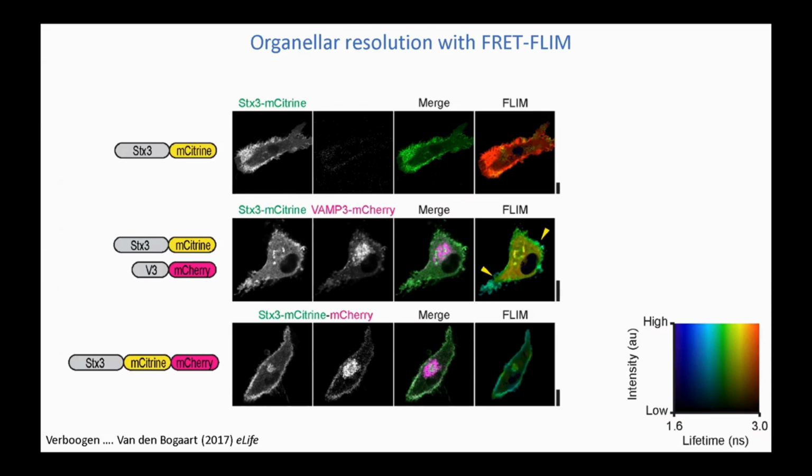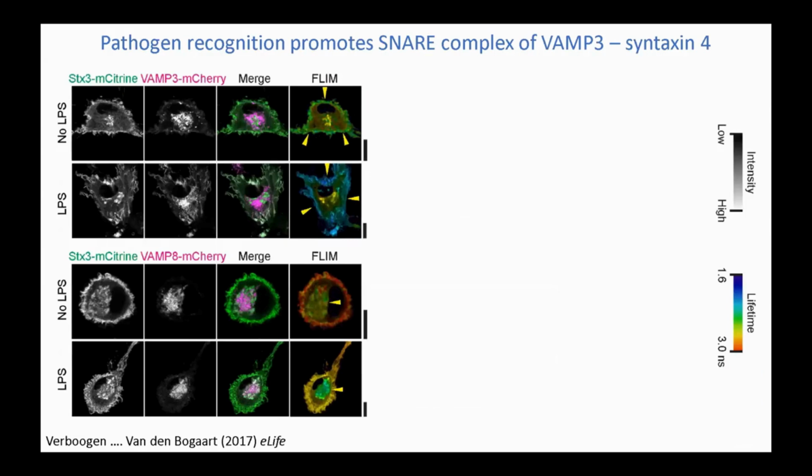And what we can now start doing is things like, for example, changing the SNARE proteins. So on top, you see again syntaxin 3 with one SNARE. And on the bottom, you see now that we changed it for another SNARE. And what you see is that for syntaxin 3, you see more interaction at the plasma membrane.